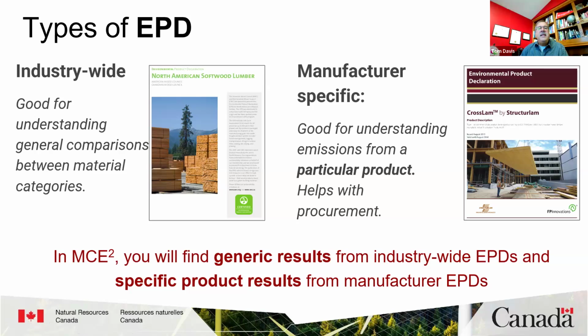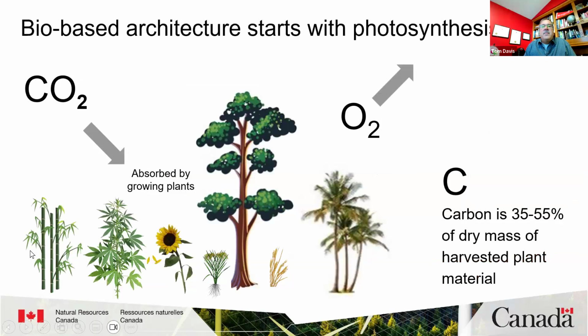Manufacturer specific EPDs cover a particular product or product range from a single manufacturer. This enables more accurate comparisons, but assumes that you know which product might be used in the project when you're making the model in MCE squared. MCE squared also provides users with an average that is calculated from all manufacturer-specific EPDs in the product category. We'll cover more on that option when we examine the tool.